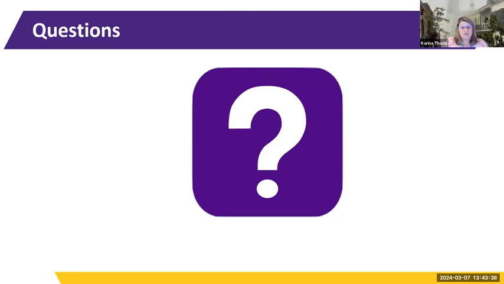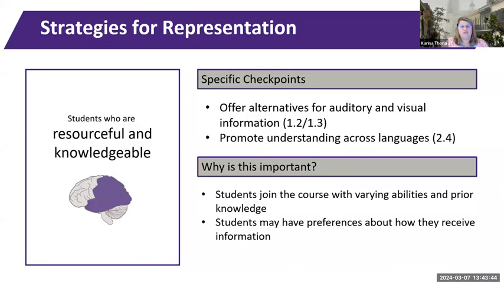So next, I'm going to talk about strategies for the representation principle of the UDL. So each of your students perceives and comprehends information differently. We've discussed that, we've talked about it. So the students that come in your course will have varying abilities and prior knowledge, and they may have some preferences about how they receive their information. So providing as many options for representation is essential, since there is no one representation that is appropriate for all students. The representation principle involves providing students with content in a variety of formats or guiding them to that content.